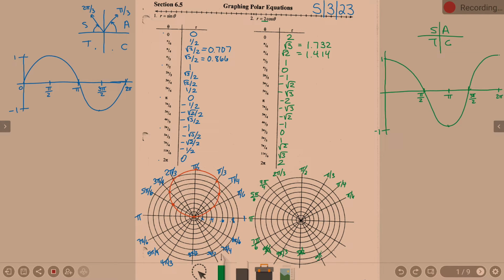5 pi over 3. From the chairs. 7 pi over 4. Wait a minute, I'm off here. Okay, no, I'm just at a weird angle. What do we need? 11 pi over 6. And this is 0 or 2 pi, right? Yes. I'm not going to label it.